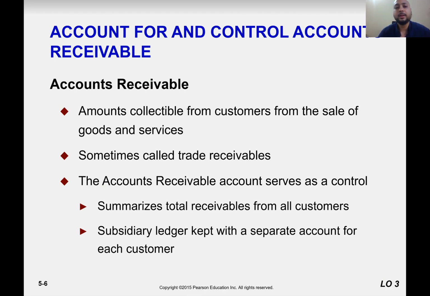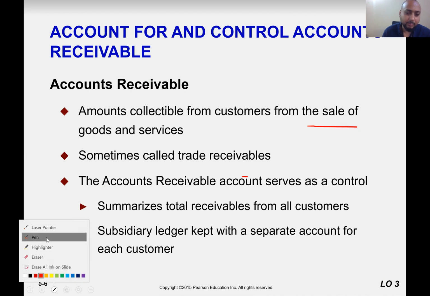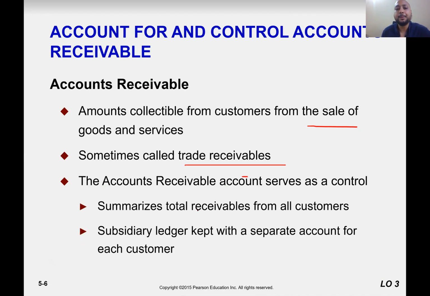Accounts receivable are amounts collectible from customers from the sale of goods. In some old books, normally published by British authors, they call these trade receivables. The accounts receivable account serves as a control. What does it mean?